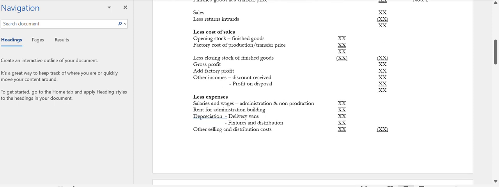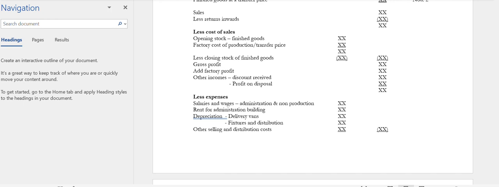Now I want you to notice that in the income statement, so this is just a continuation, in the income statement under cost of sales, you add opening stock of finished goods. I want you to notice that it is opening stock of what? Finished goods. We don't use raw material there. Raw material is used in the manufacturing account. So it is opening stock of finished goods. Then you add what? You add now the cost of production or transfer price.